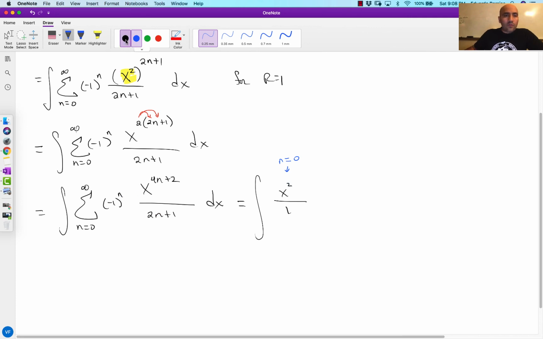Okay, so next I want to look at n equals 1. When n equals 1, we'll have a minus. When we get a 1, we'll end up with 6. So this is x to the power of 6 divided by 3. Okay, so this is the case of n equals 1. Let's just do one more. The next one is going to be a positive when n equals 2. When n equals 2, we'll get 10 here. X to the 10th power divided by 5. Right, so here's the case where n equals 2. And now I think the pattern is pretty easy. It looks like the exponents here are growing by 4s, multiples of 4s.